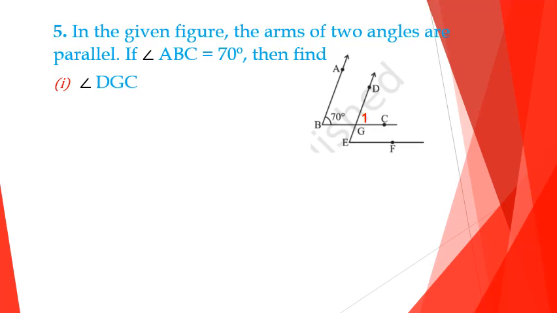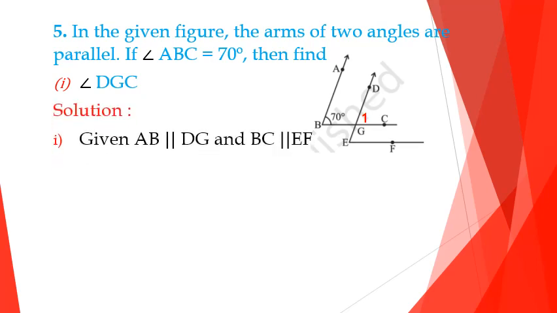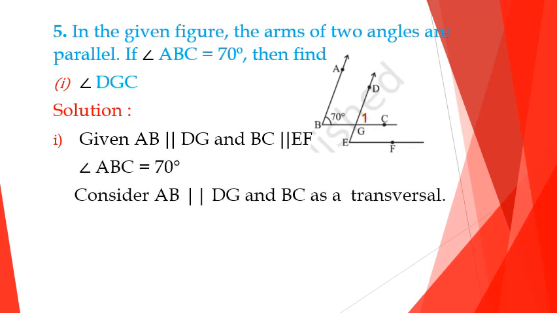Look at the figure and observe it carefully. What angles are given here? Yes, you have to consider AB parallel to DG and BC as the transversal. Now look at the 70 degree angle and angle 1. Where is their position? Our transversal is BC. They lie on the same side of the transversal and both angles lie above the lines. Above the line AB, the 70 degree angle. Above the line ED, angle 1.